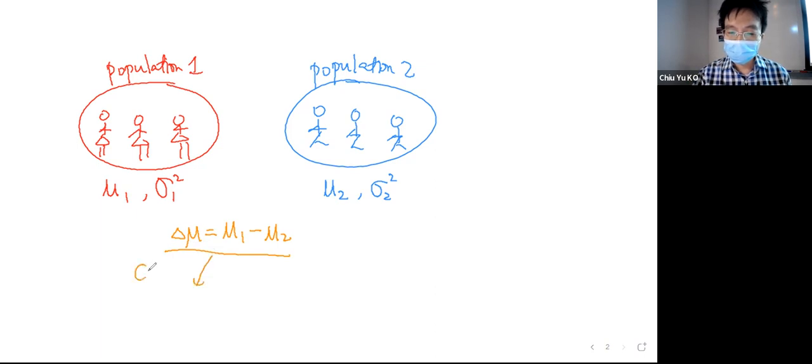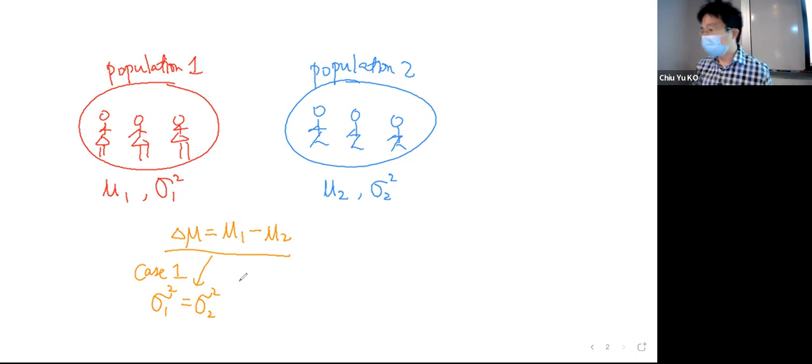Case 1 is where sigma 1 squared equals sigma 2 squared, the case where the variances are the same. And you may ask, how can we make sure they're the same? But you can just say you are doing simple random assignment. We are doing the treatment randomly, so then you can make this assumption, right?